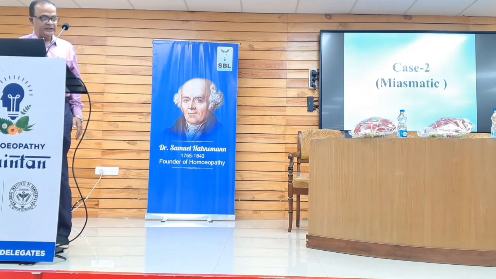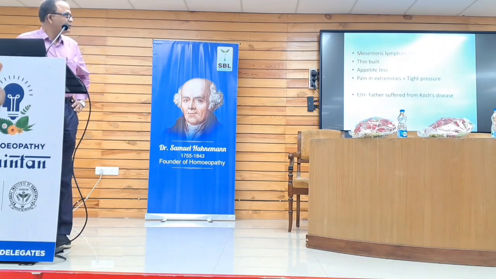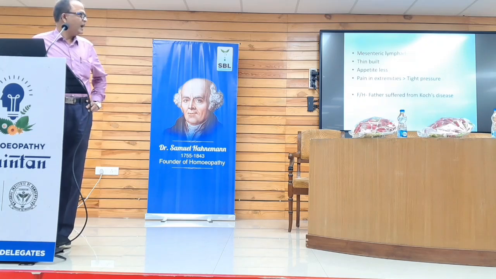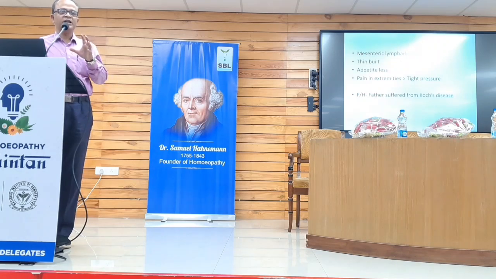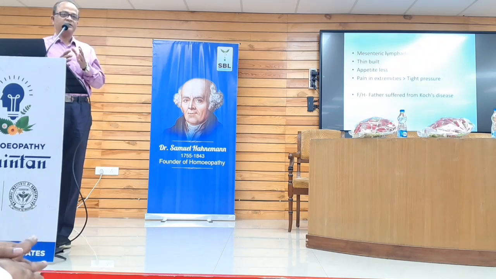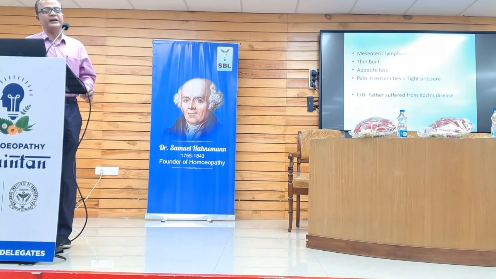Similarly, in a miasmatic case, a patient aged about 14 years came to us with mesenteric lymphadenopathy, thin built, appetite less, pain in the extremities, tight pressure, ambulation. Others suffered from Koch's disease. Actually, these are the totality, the gist, the synthetic form of the symptoms. But how do we conclude such a synthesis? That is very important. Her ultrasonography showed mesenteric lymphadenopathy. They prescribed antibiotics and no relief was there.